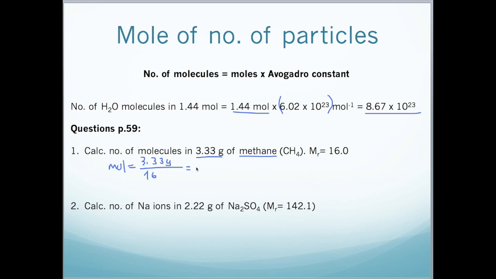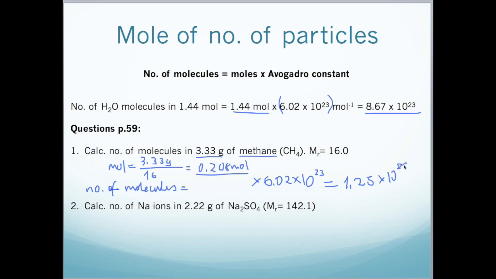So we get 0.208 moles of methane. Then to calculate the number of molecules, we need to multiply the moles by the Avogadro number, which is 6.02 times 10 to the 23, and we get 1.25 times 10 to the 23.